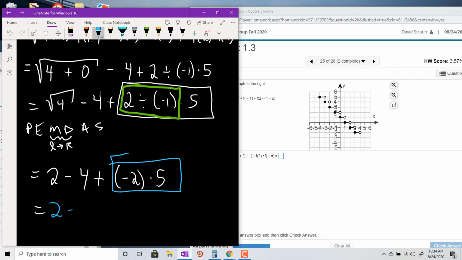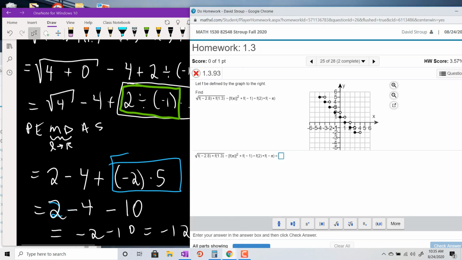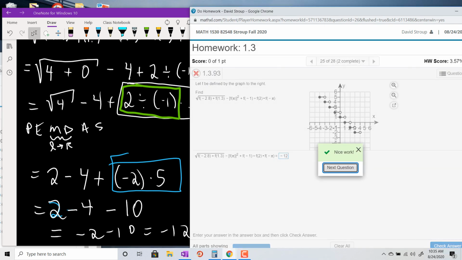And then you do the -2 times 5. So 2 minus 4 minus 10. 2 minus 4 is -2, minus 10 is -12. Okay. And really, if this isn't right, I don't know what's going on.